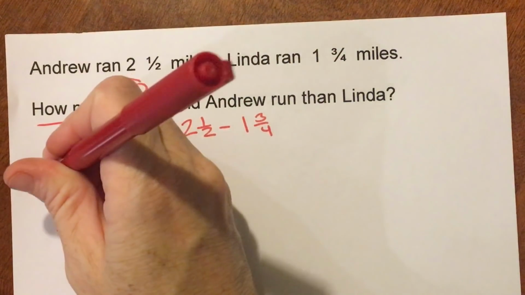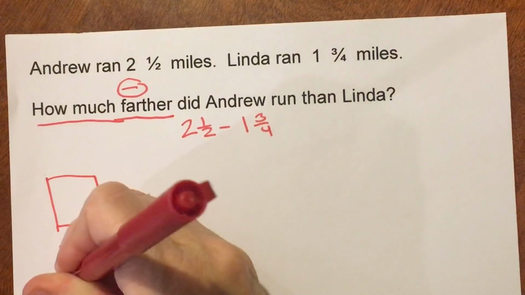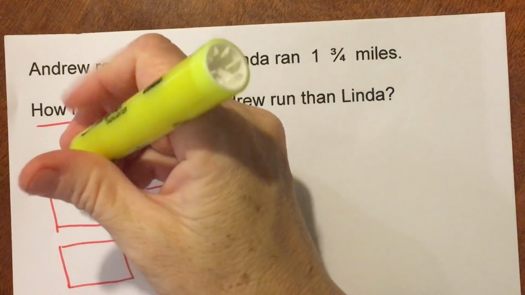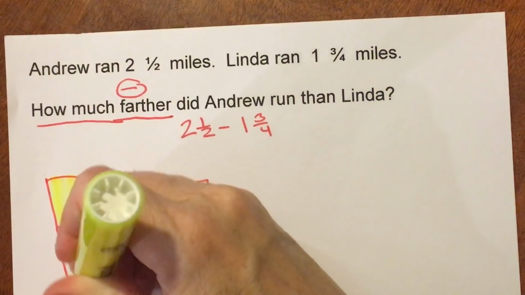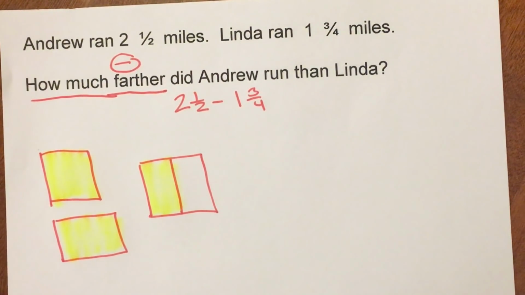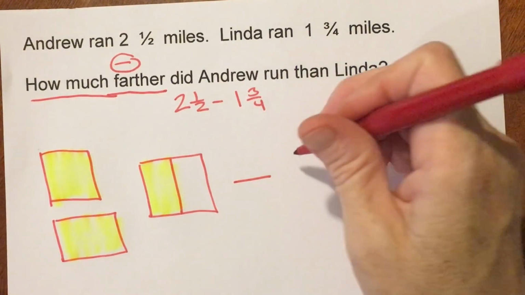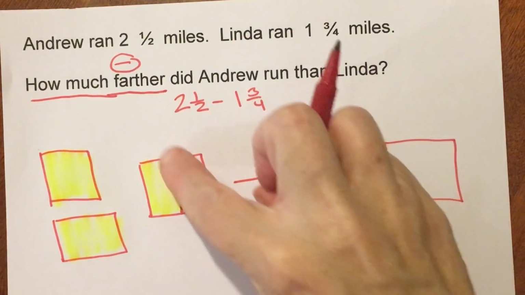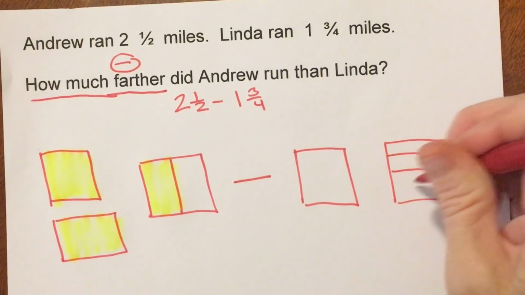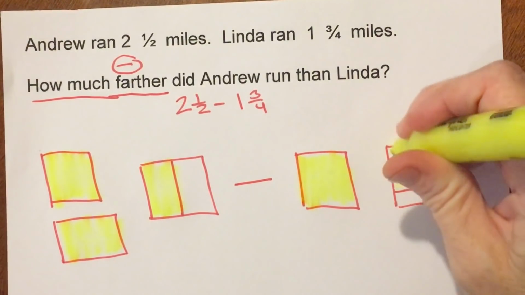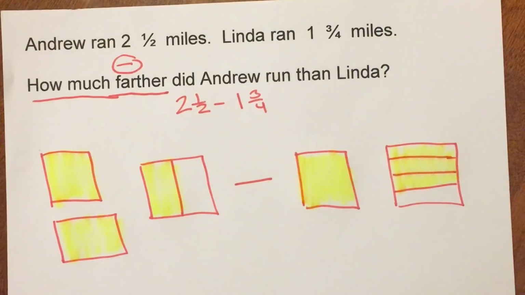So I'm going to draw 2 1/2. I have 2 wholes and I have 1/2. And I'm going to take away 1 whole and 3/4. My fraction was vertical, so now it has to be horizontal. So I'm going to take away 1 3/4. Okay, so that's my step 1.